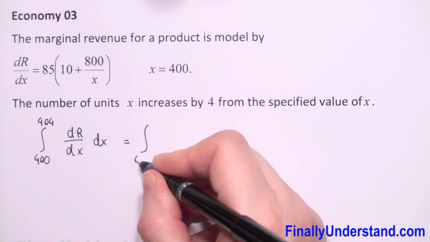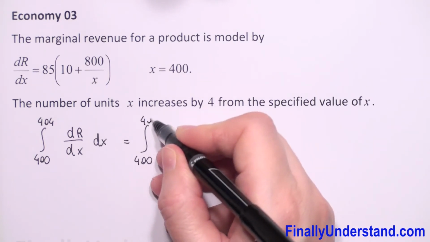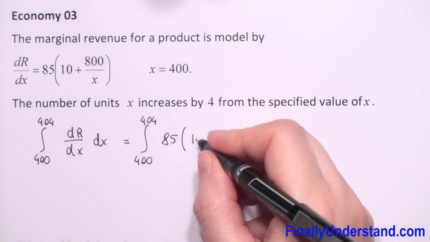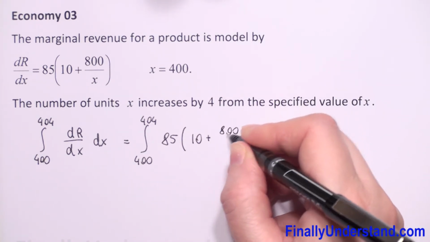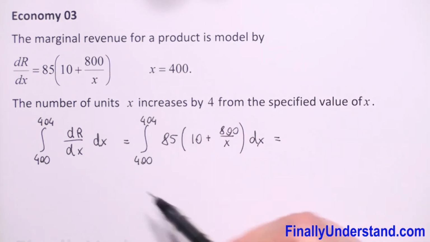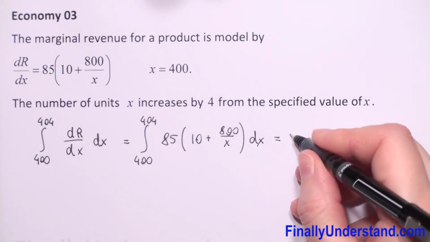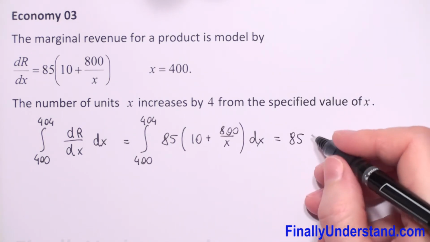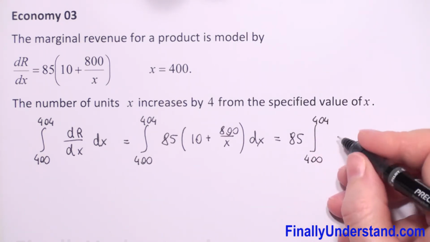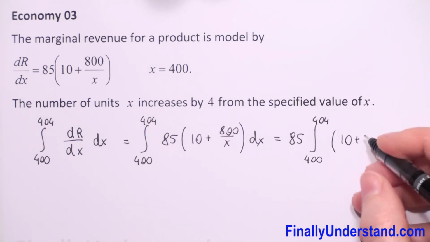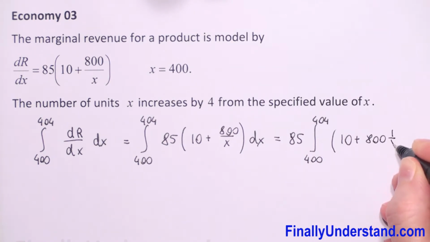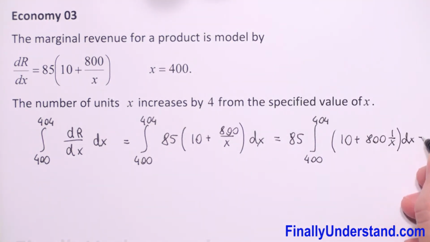So we have integral from 400 to 404, 85, and in parentheses we have 10 plus 800 over x dx. So this is equal. Constant we can take before integral symbol, so we have 85, and we have integral from 400 to 404 of 10 plus, and I can put first 800 times 1 over x with respect to x.